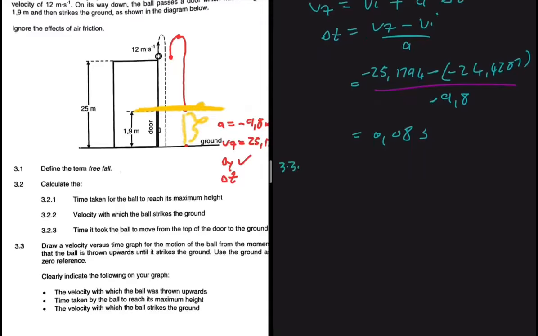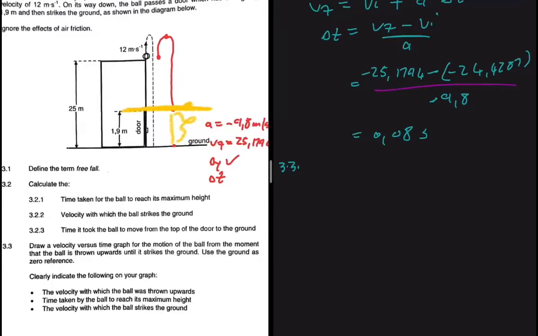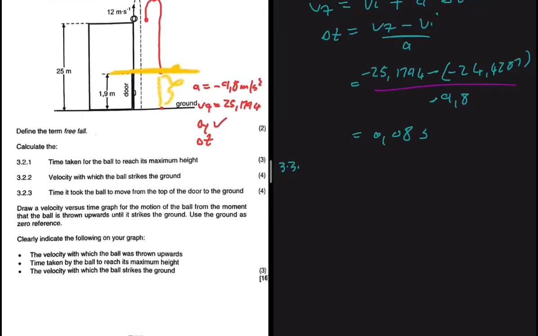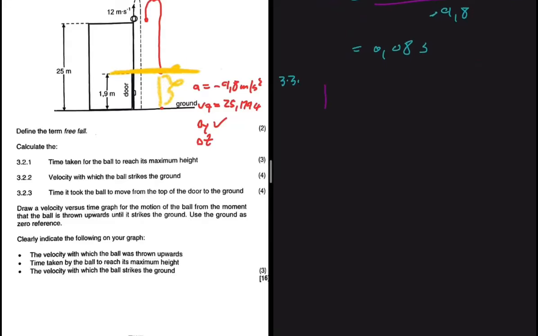3.3, the last question. What is 3.3 saying here? So here we have: let's draw a velocity time graph for the motion of the ball from the moment that the ball is thrown upwards until it strikes the ground. Use the ground as zero reference. Clearly indicate the following on your graph. So let's just have our set of axes first. I'm just gonna do them freehand, so we're just trying to get this over and done with. So we have V here in meters per second, and then we have the time in seconds. So we're taking the ground as our zero reference. Okay, fine.